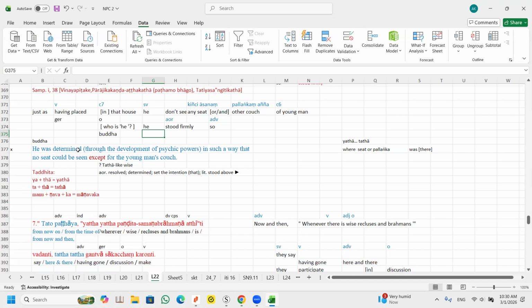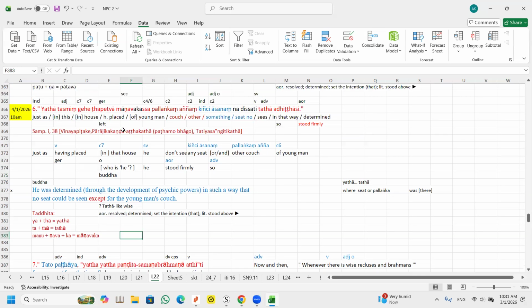Brother Alfred, yeah. The standard translation in the book, we cannot really understand what it's trying to say if we do not know the background of the story. Yeah, because you see, he was determined in such a way that no seat could be seen except for the young man's couch. So, was the young man sitting on the young man's couch? I cannot exactly get what it's trying to say from this sentence.